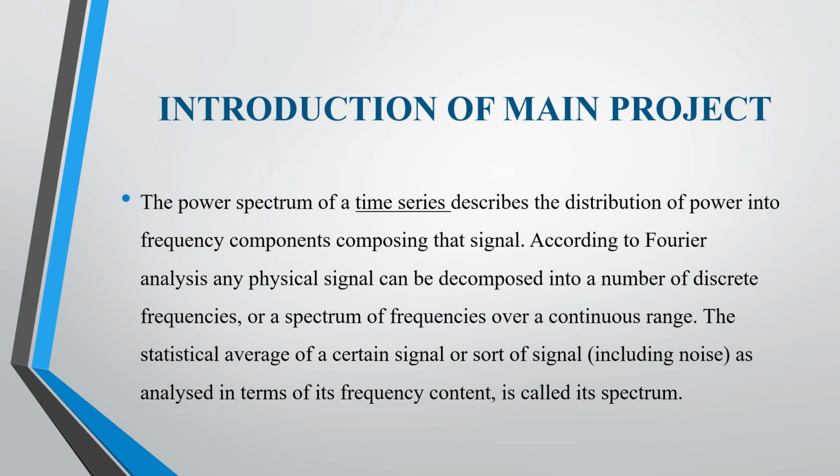Introduction of the main project. The power spectrum of a time series describes the distribution of power into the frequency components composing that signal. According to Fourier analysis, any physical signal can be decomposed into a number of discrete frequencies, or a spectrum of frequencies over a continuous range. The statistical average of a certain signal or sort of signal, as analyzed in terms of its frequency content, is called its spectrum.